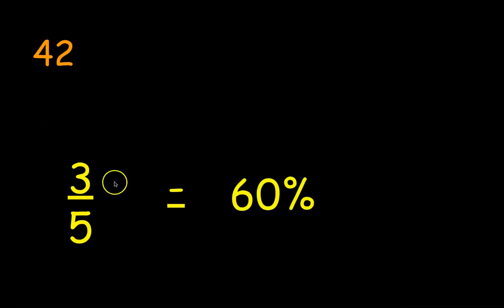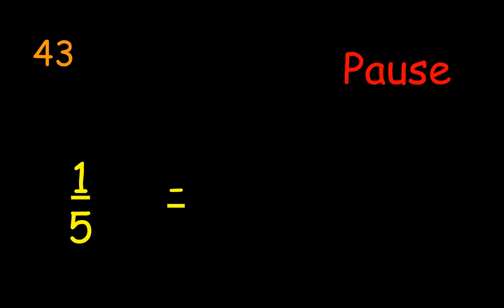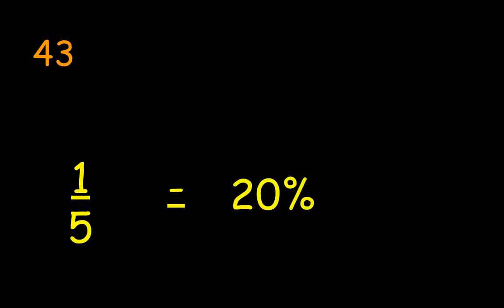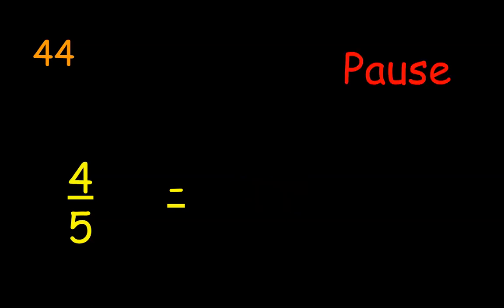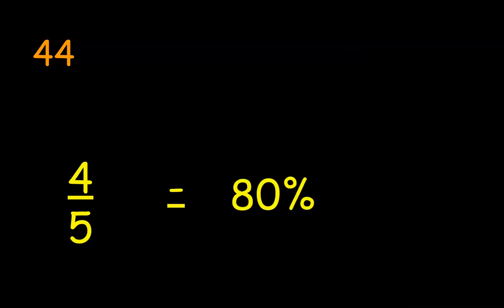Right, I recognize that if I multiply 5 by 20, I'll get 100. So I do that. And to keep the fraction equivalent, I do the same in the numerator. Multiply by 20 here, multiply by 20 here. I end up with 60 100ths, or 60 out of 100. And that's 60%. Similar thing, end up with 20%. And again, 80%.